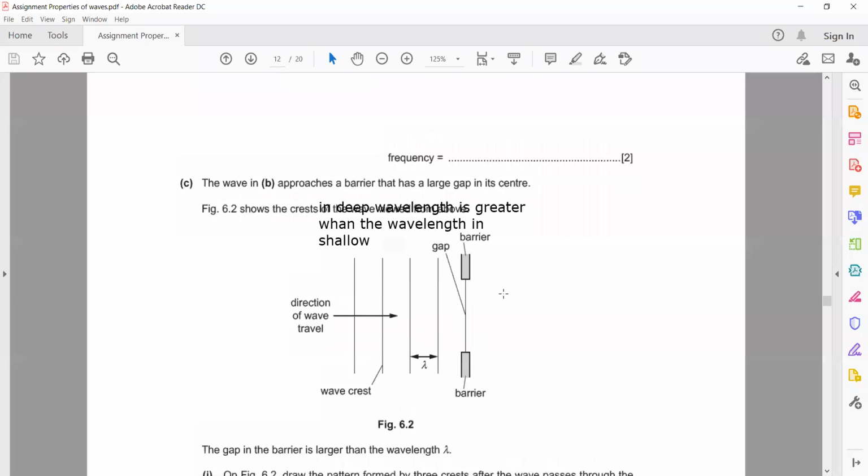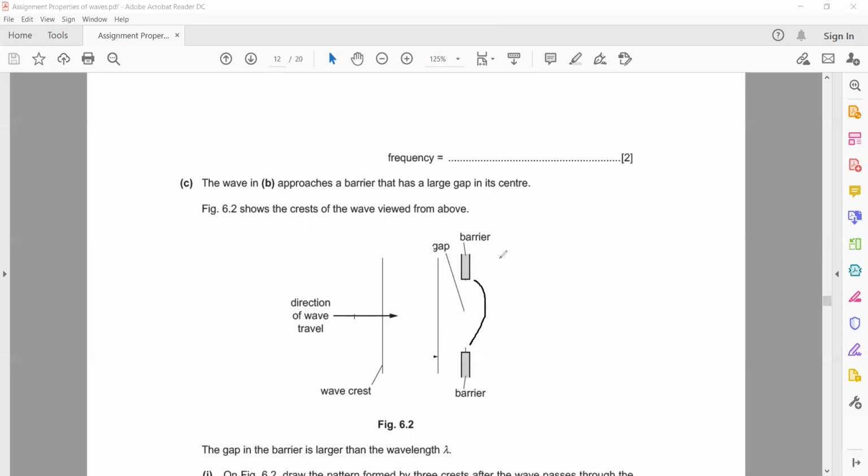So when it is in a deep region it has a longer wavelength, meaning the wavelength is bigger as compared to the gap size. So when the wavelength is larger than the gap size, what will we observe? When the wavelength is larger than or equal to the gap size, we will observe maximum diffraction, so a greater curve, or maximum diffraction, will occur.